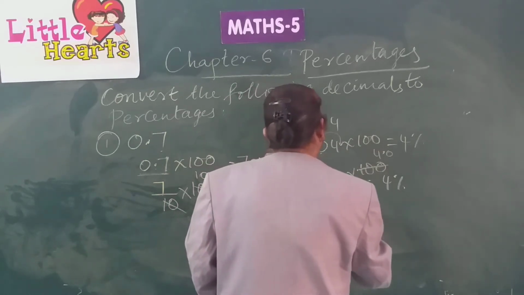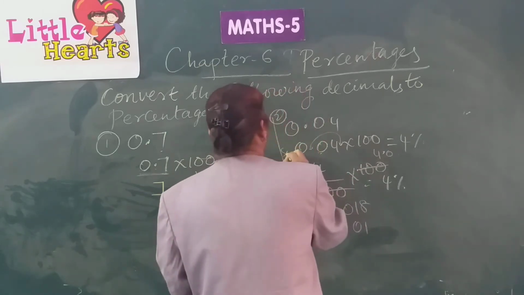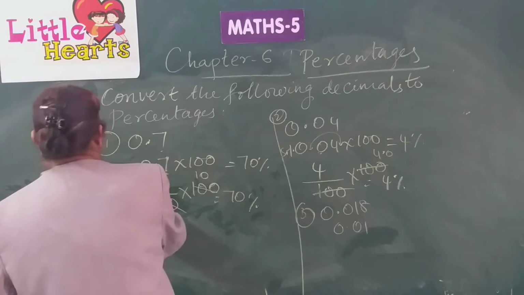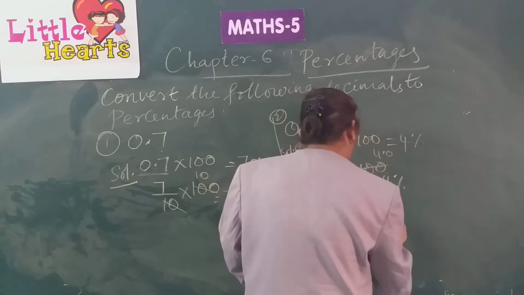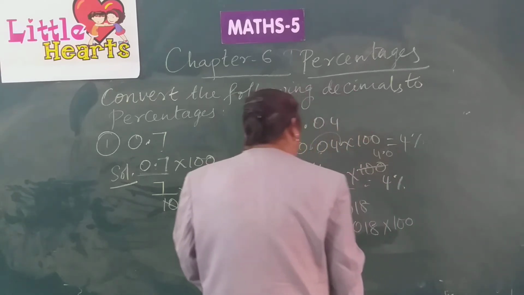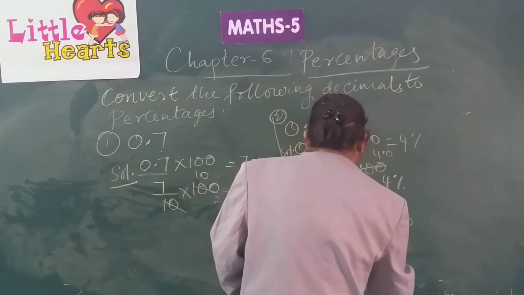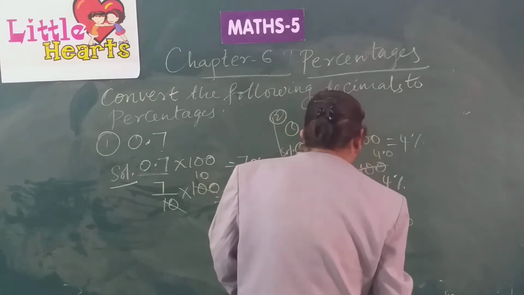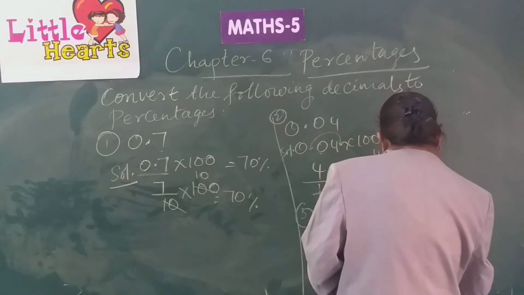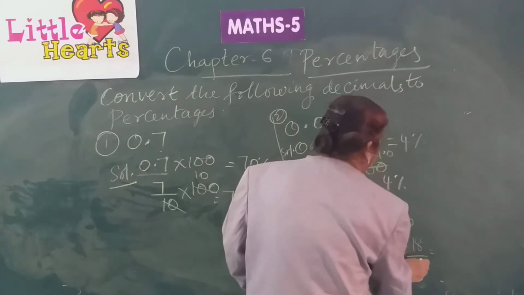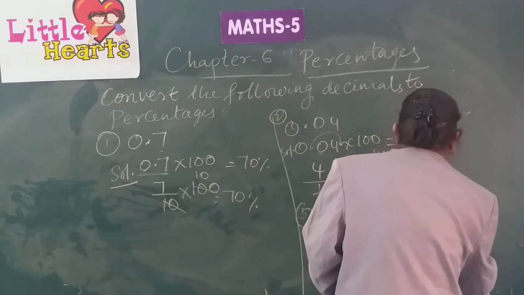0.018. Here, after the decimal, 3 digits are there. 0.018 into 100 is 18 by 1000 into 100. So 2 zeros get cancelled. 18 by 10. When the denominator is 10, the decimal should be kept 1 digit from right. So 1.8%.